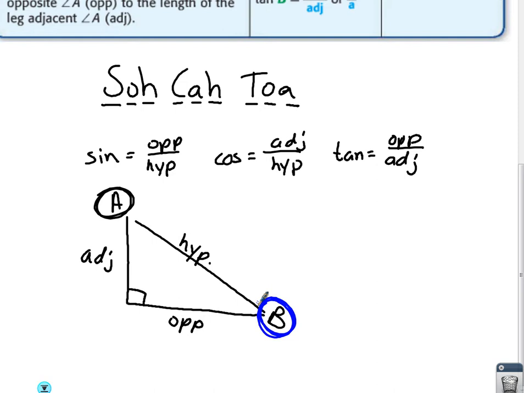First off, do I have the same hypotenuse? If I'm talking about angle B, has the hypotenuse changed spots in any way? No, it's right there. Hypotenuse is always crossing the right angle. What about opposite and adjacent? If I'm talking about angle B, is this still my opposite side? No. All of a sudden, this has turned into my opposite side, and this has turned into my adjacent side. So it all depends on what angle you're talking about as to which one's opposite and which one's adjacent.